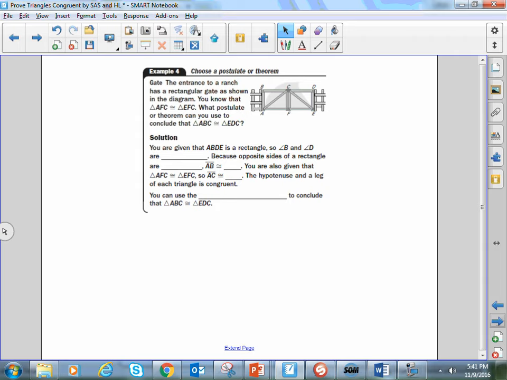So here, this is essentially a paragraph proof. All this stuff is stuff that you would produce yourself, but for the purposes of our notes, we can just fill in the blanks. You're given that the quadrilateral is a rectangle, so that means angle B and angle D are right angles. The opposite sides of a rectangle are definitely congruent to each other, so that means AB and ED have to be the same. You're also given that triangle AFC and EFC are the same, so that means AC and EC are the same also. So the hypotenuse and a leg of each triangle is congruent, so we can use the hypotenuse leg theorem to conclude that triangle ABC and EDC have to be congruent to each other.